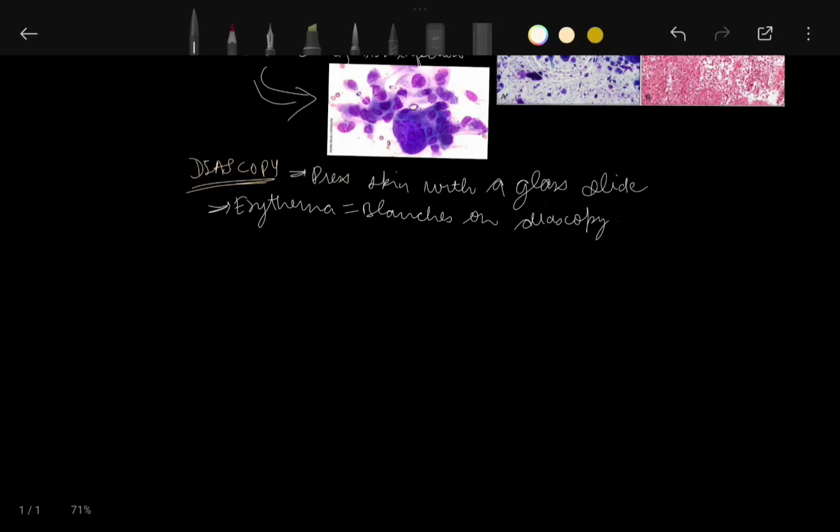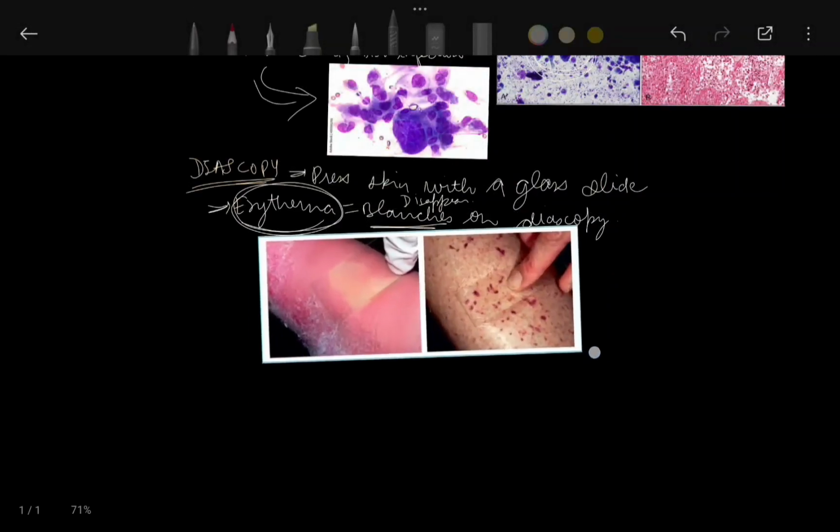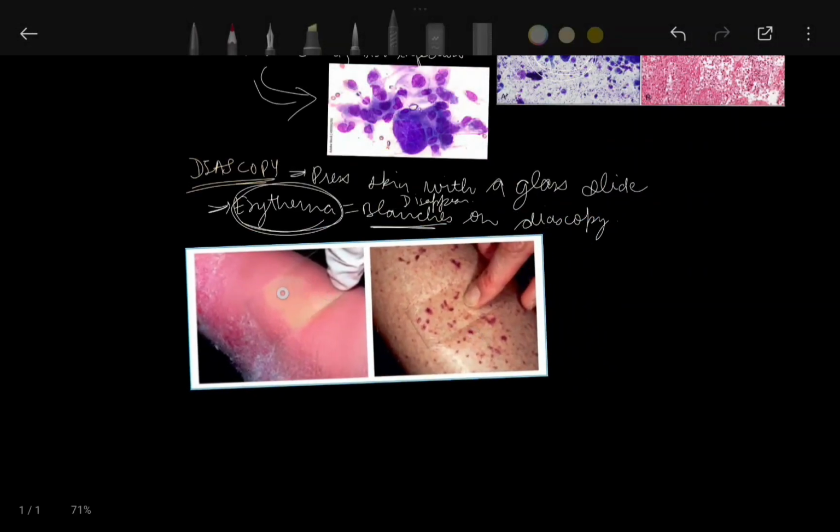Okay, now what happens to erythema on diascopy? It blanches. Blanches means it kind of disappears on diascopy. For example, in the image we can see it over here. This is a case of erythema in which there is blanching seen on diascopy.